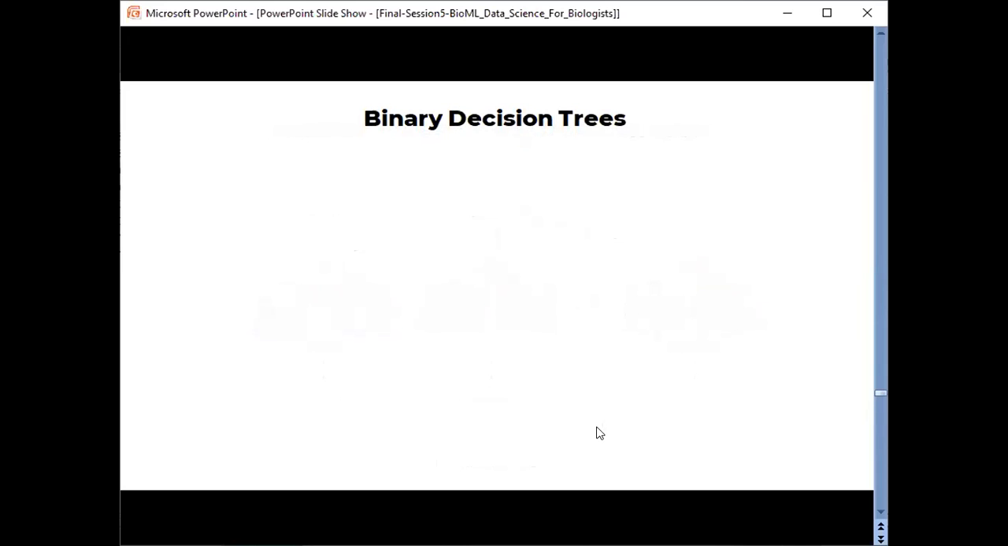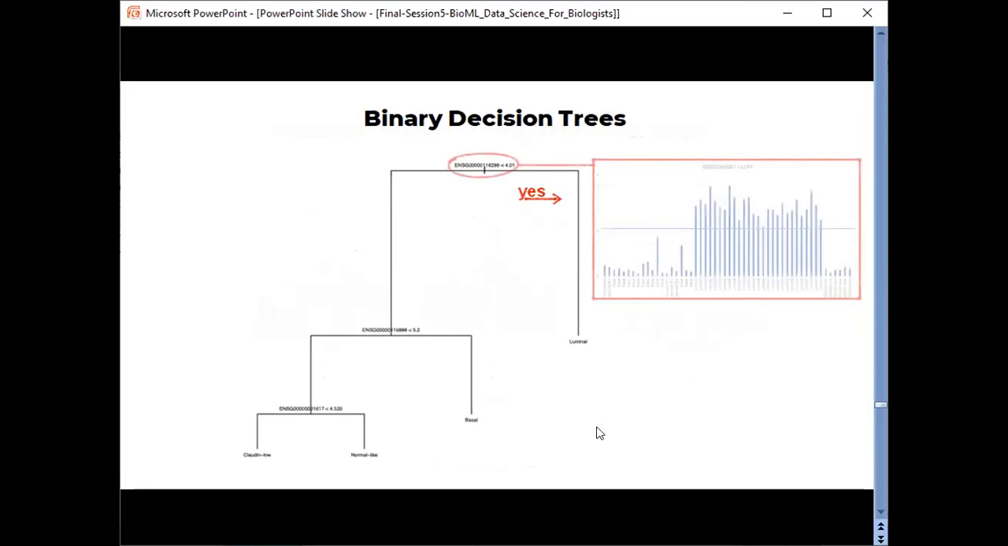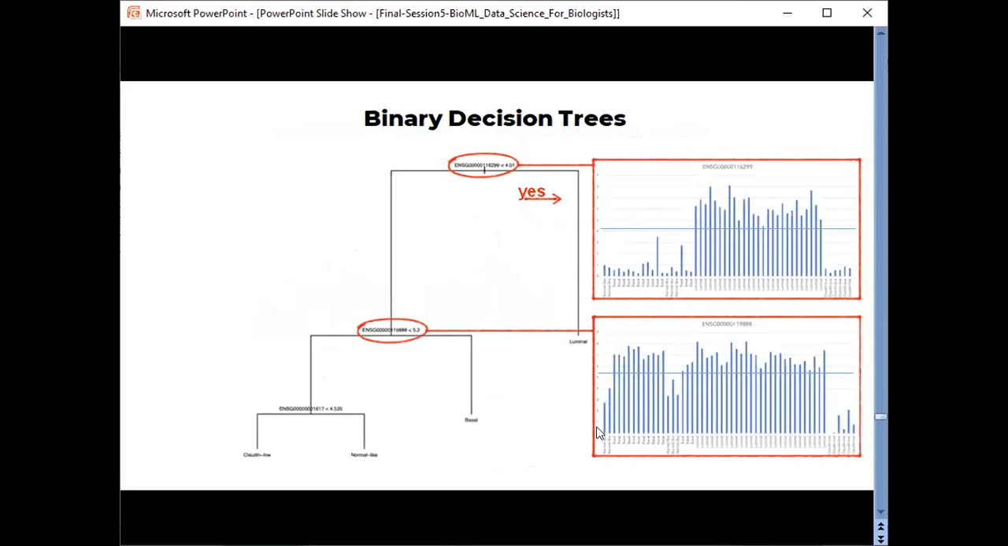So this is the binary decision tree. Based on the expression of a particular gene in a sample, it will classify the sample into class 1 or class 2. Then based on the expression of the next gene, it will classify the sample further. Binary means it classifies the samples into two classes, whether class A or class B. This is how a binary decision tree works.